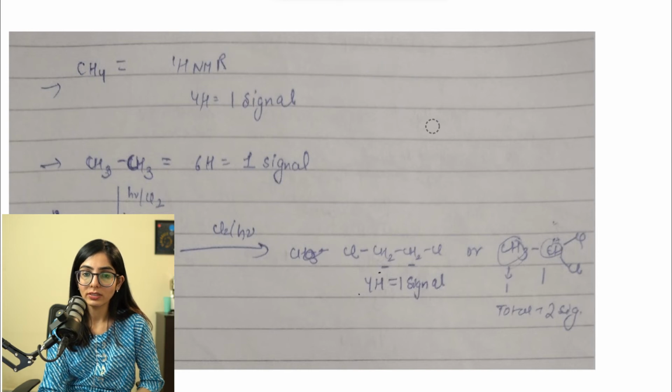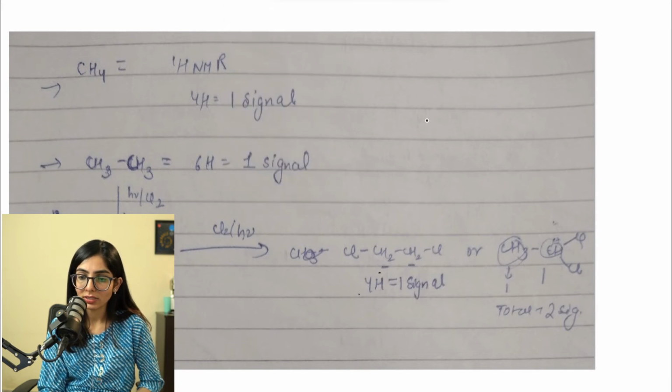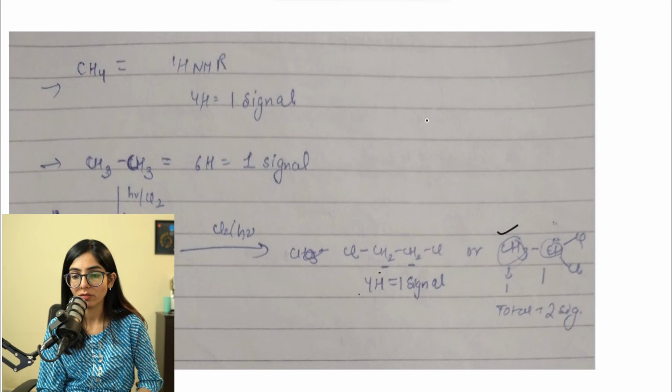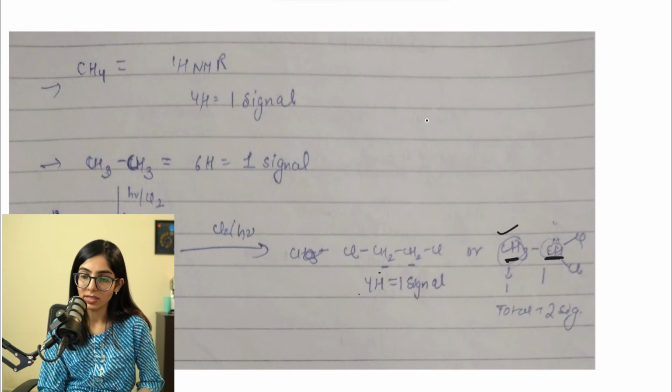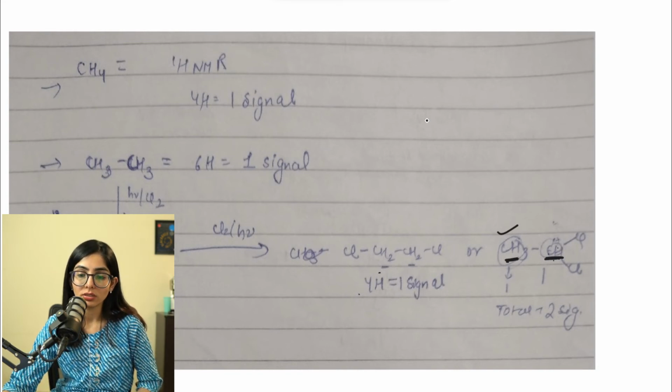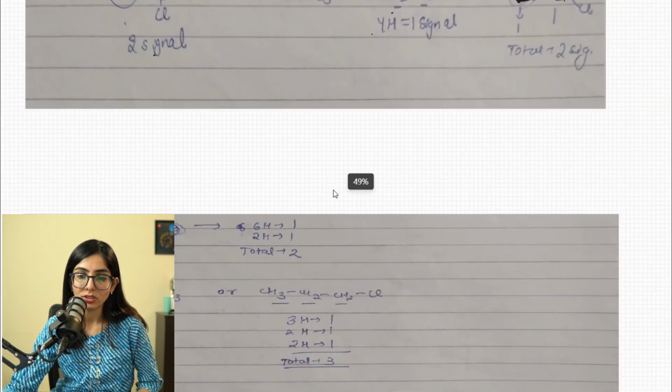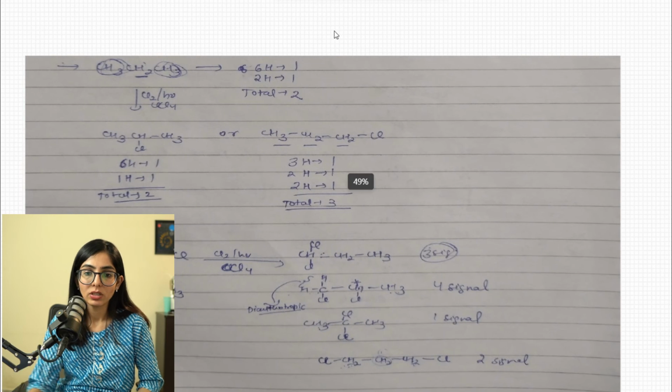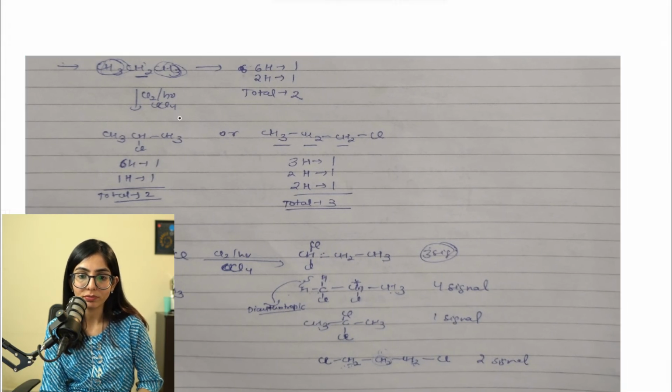I'll again take this example that, okay, one signal of these 3 hydrogen and one signal of this hydrogen connected to this CCl2. So this is the one which we just got finished with. Let's just see next examples. So if I have this propane, fine.